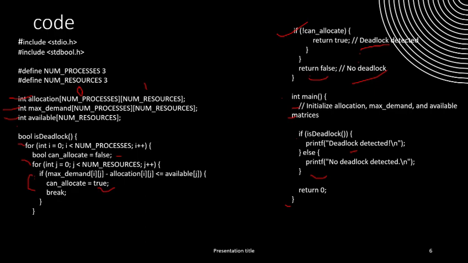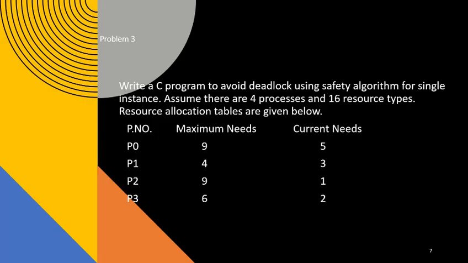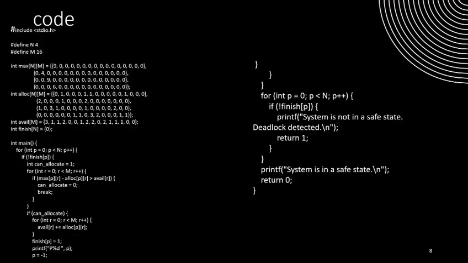So we continue to our next topic, which is to write a C program to avoid deadlock using the safety algorithm for a single instance. Assume there are 4 processes and 16 resource types. Resource allocation tables are given below: process 0, process 1, process 2, process 3. And maximum needs are also given: 9, 4, 9, 6. Current need is 5, 3, 1, 2. We see the code of this also, and we understand what it exactly means.